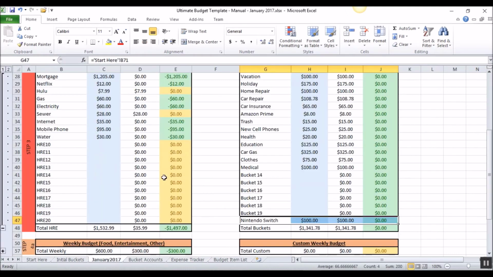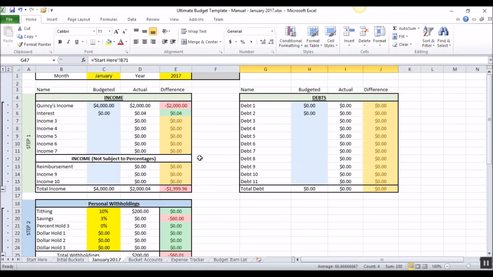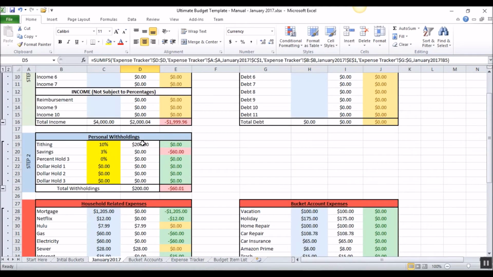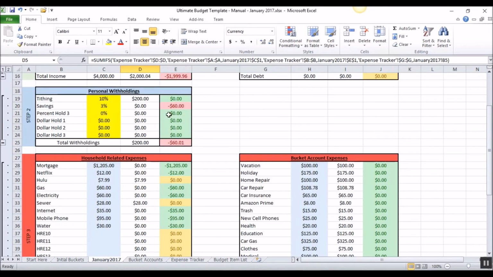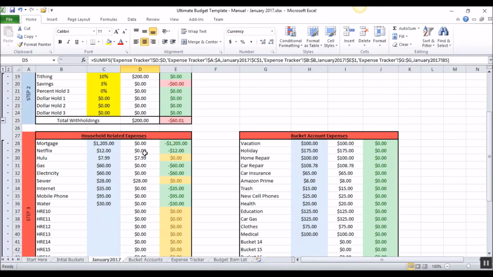So now, just as an overview, real quickly, we can come back over here and we can see our income is still lower than what we're anticipating. That means I need another paycheck to come in. We are currently saving a little bit, which is great. I haven't moved the savings over yet, and that's why it's showing a variance here. Once I move that out of my checking account, it will show that that's correct.